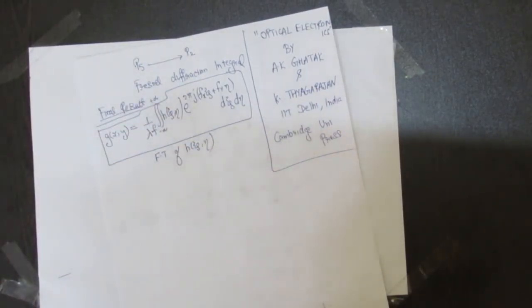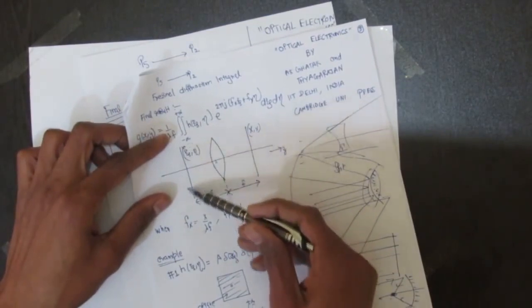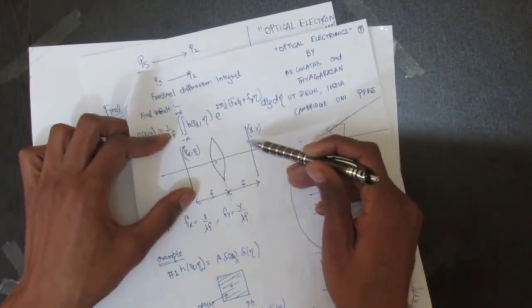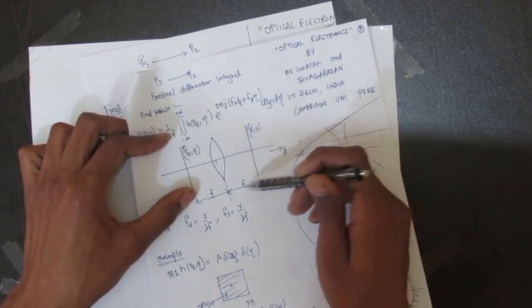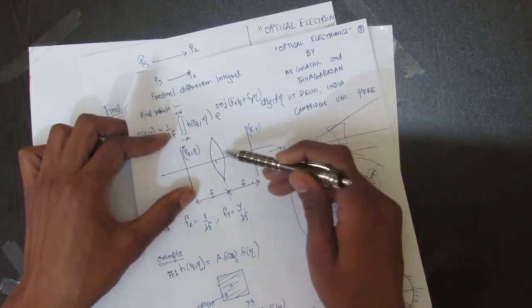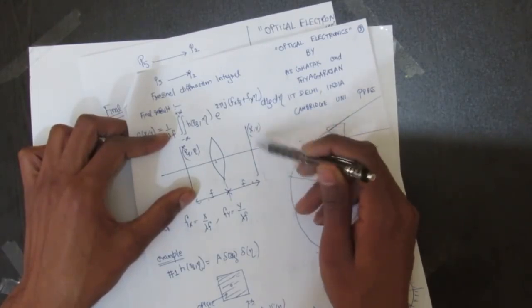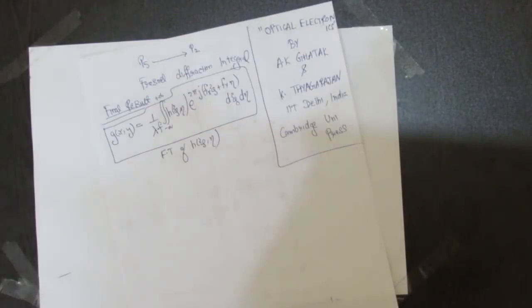So that means if you want the spatial frequency content of any function or any transparency, you can just place that transparency on the back focal plane of a convex lens. Let me show you the diagram. If you place your transparency here at a distance small f behind the lens, and you place your screen, the plane of observation, exactly at a distance small f on the other side, then you will get the spatial frequency spectrum. So this lens can perform the Fourier transform operation.